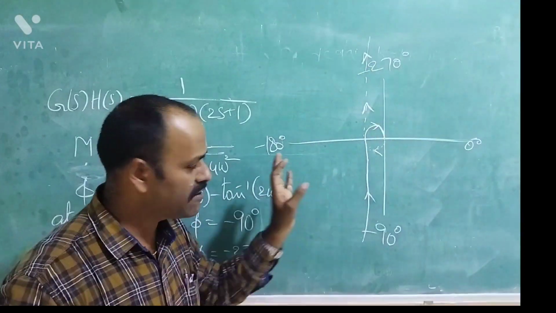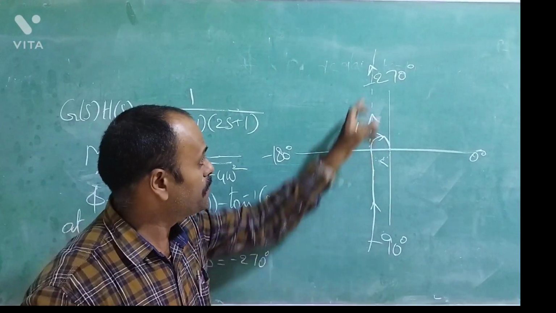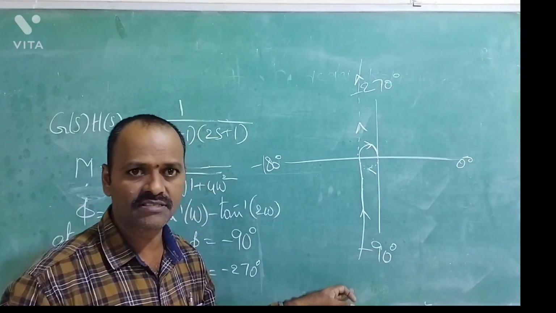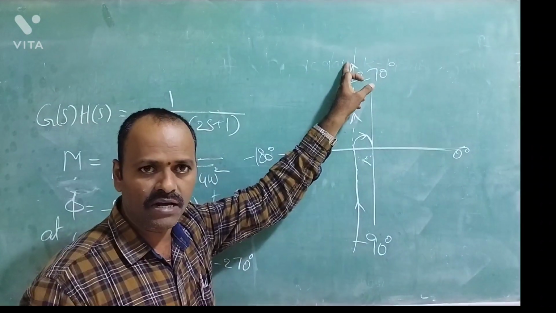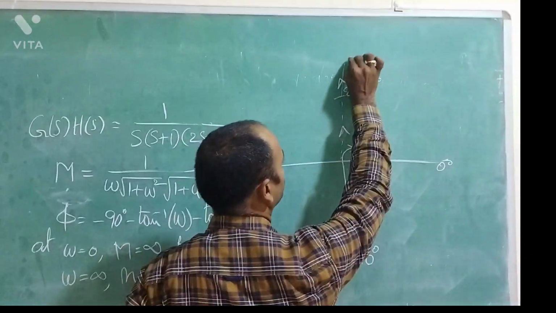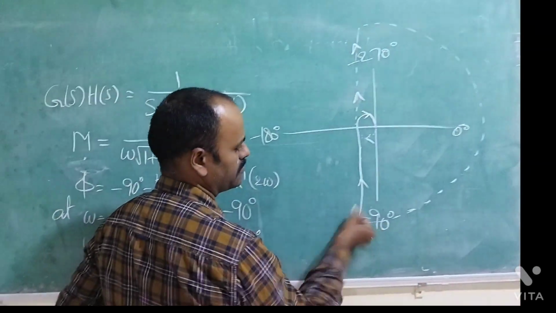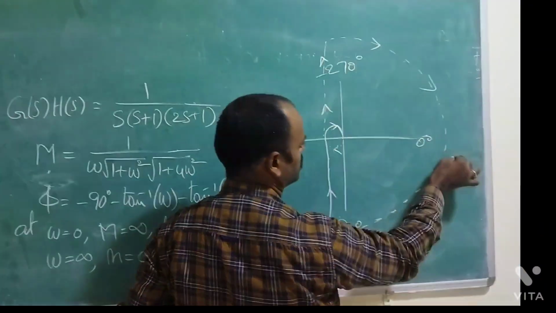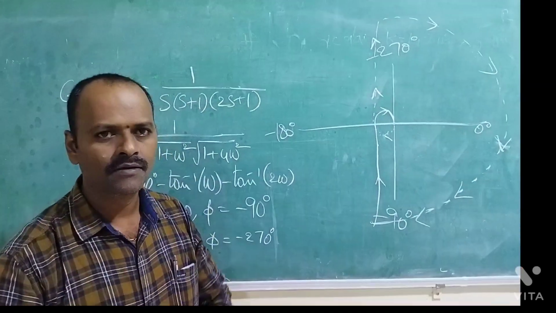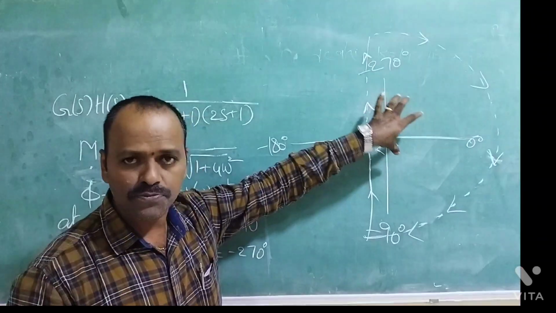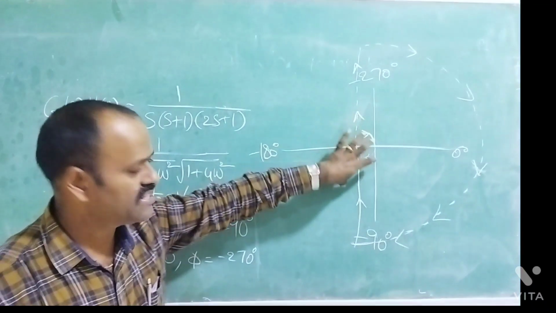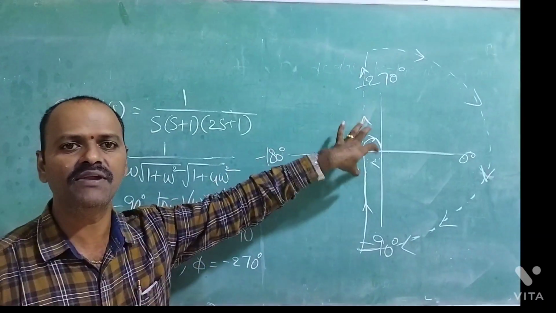Now we can get the Nyquist plot just by joining the mirror image and the polar plot in clockwise direction. Listen carefully. The mirror image of the polar plot must be joined with the original polar plot in clockwise direction. Like this. So like this you join here. Now this is the Nyquist plot for the given transfer function 1 by s into s plus 1 into 2s plus 1.